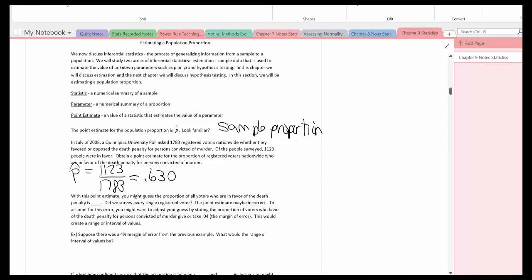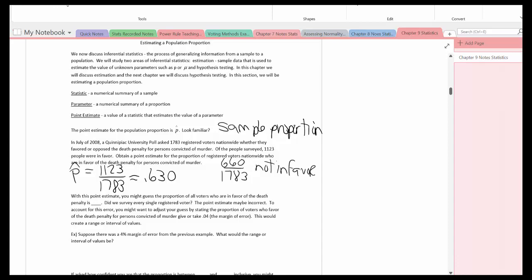Now, keep in mind, if it asked for the people who were against this, it would be 1783 minus 1123. That would be 660 over 1783. So be careful and make sure that you read the problem carefully for this.